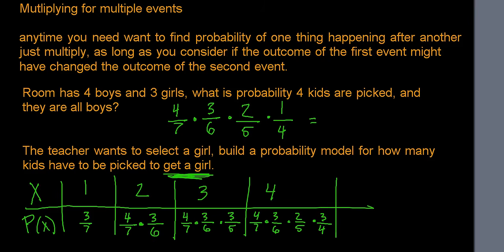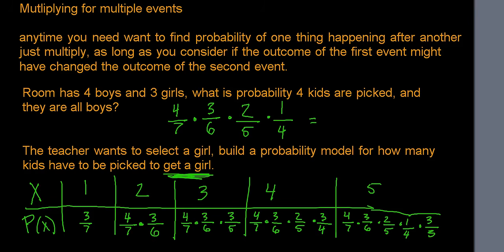All right, could it go to a fifth kid? Absolutely. That would be boy, boy, boy, boy, which at that point I've exhausted all of my boys because I only had 4 of them, and then I must get that girl. So that's 4 out of 7 for the first boy, 3 out of 6 for the second boy, 2 out of 5 for the third boy, 1 out of 4 for the last boy, and then there's no boys left, which means I got a 3 out of 3 chance, which is a 100% chance to get a girl.